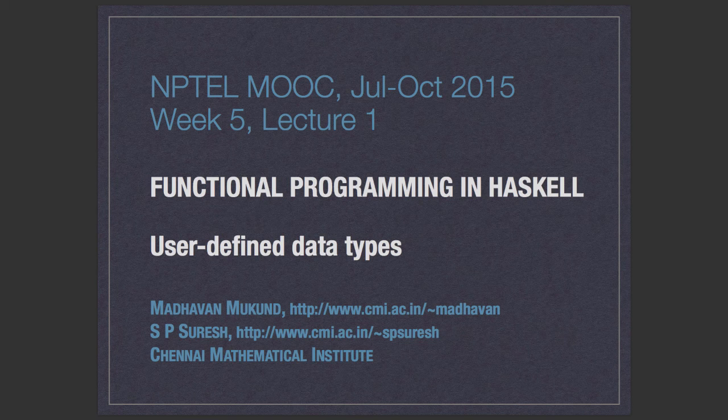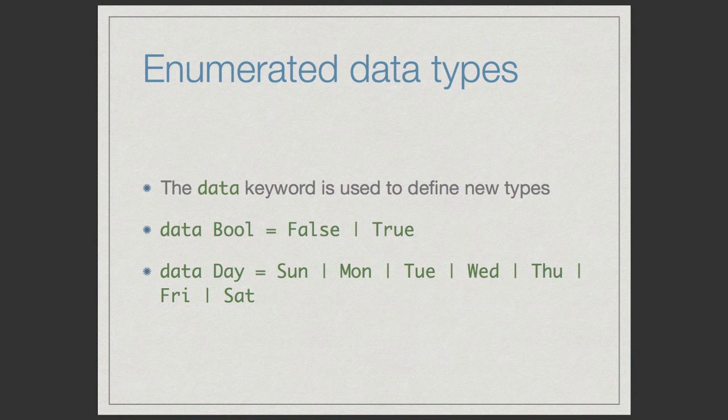In today's lecture, we shall be looking at user-defined data types in Haskell. The simplest way to define new data types in Haskell is the so-called enumerated data types. Here is an example: data Bool = False | True.